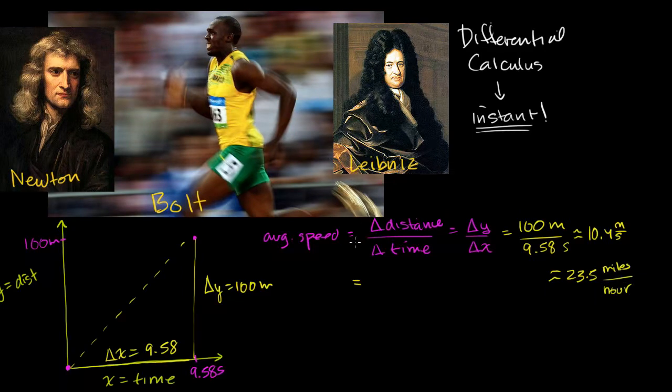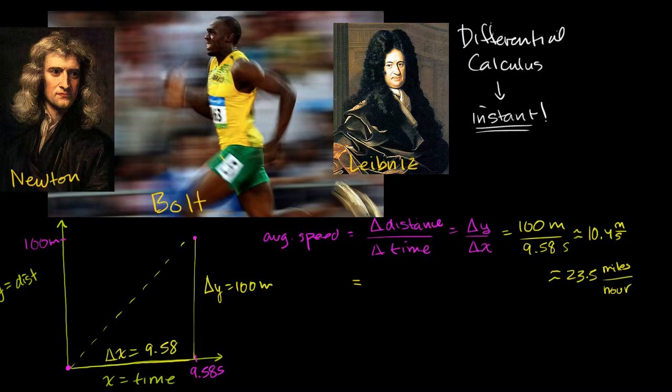Now, to see how this is different than instantaneous velocity, let's think about a potential plot of his distance relative to time. He's not going to just go this speed immediately. As soon as the gun fires, he's not just going to go 23.5 miles per hour all the way. He's going to have to accelerate.